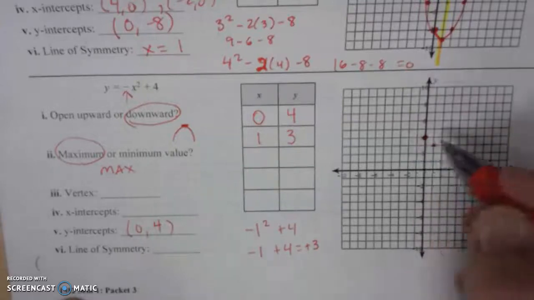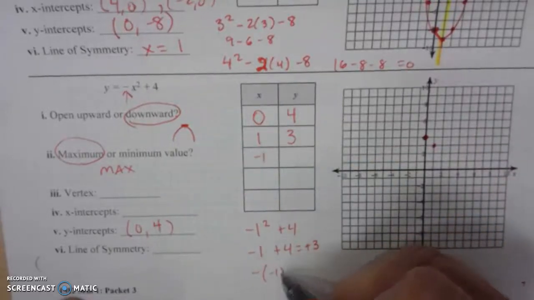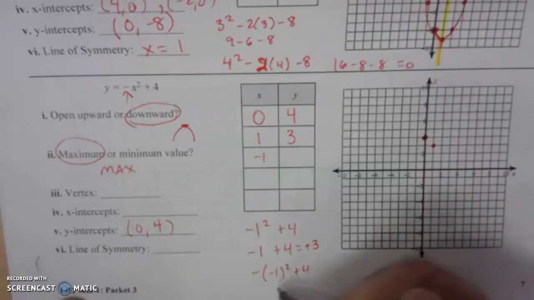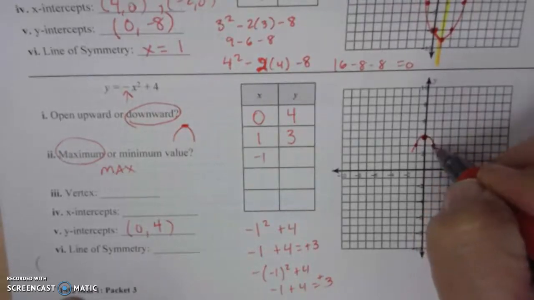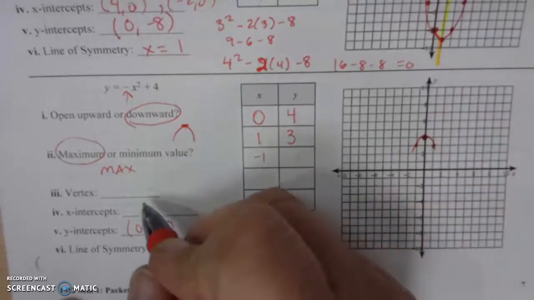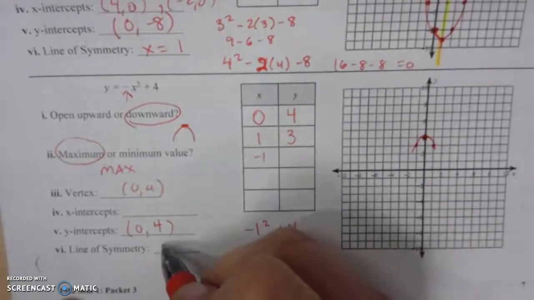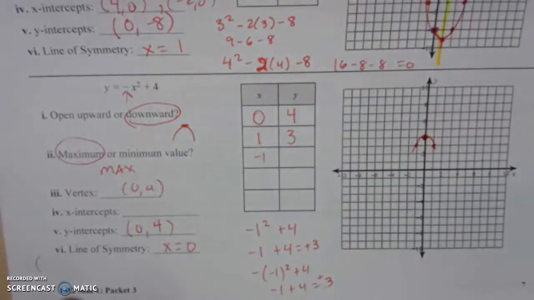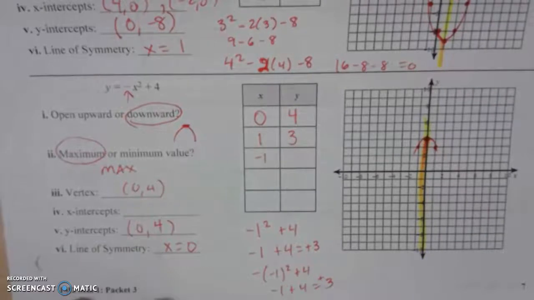Let's try -1. We're going to get -1 squared plus 4. Oh, I'm still going to get -1 plus 4, which is +3. So here we go. We see that the graph is going to go something like this. So this makes our vertex 0, 4. That makes our line of symmetry x equals 0, because remember we said our line of symmetry is always going to be what the x value of the vertex is.